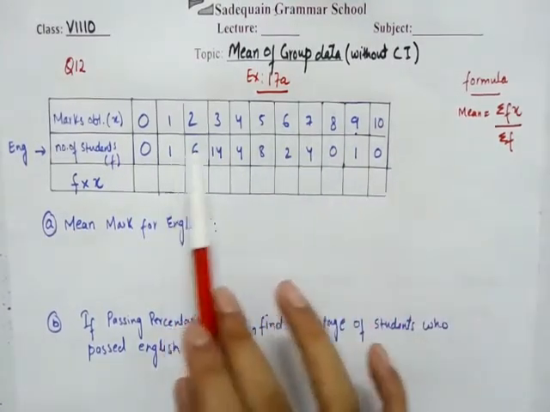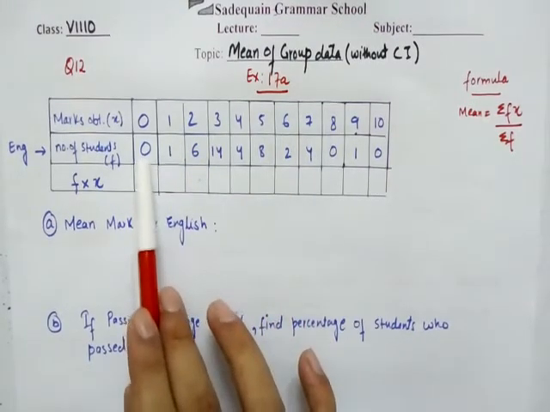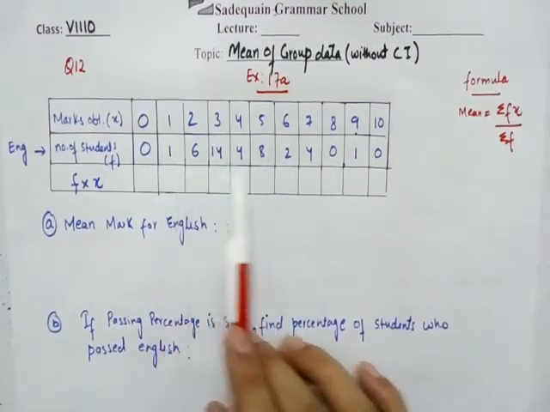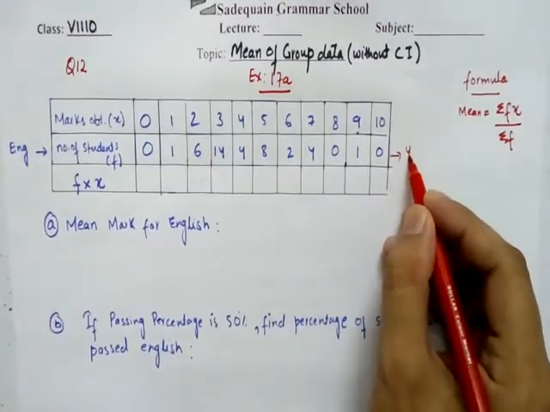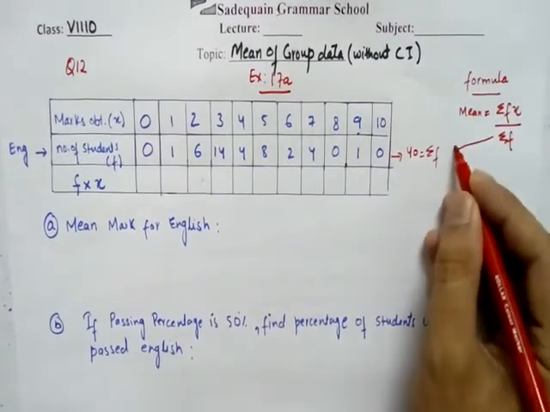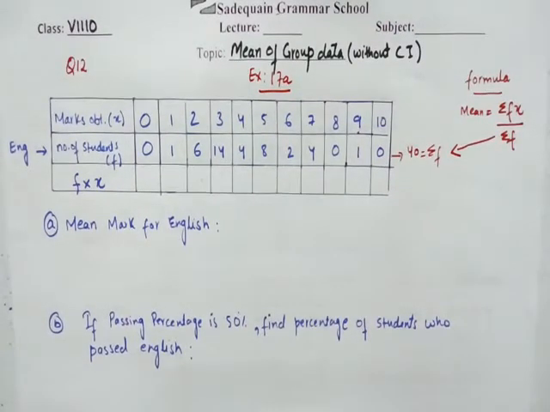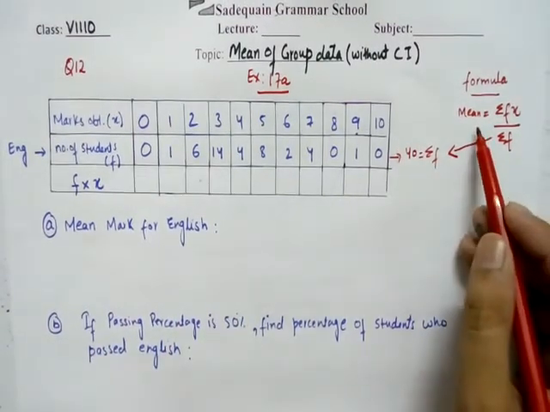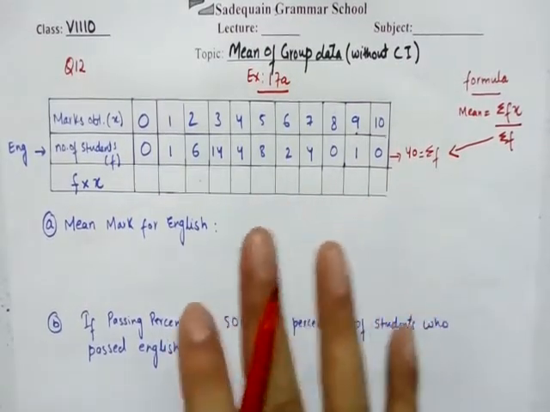In this manner we have taken the data of 40 students. If you add all these numbers, the number of students is also known as frequency, so these sum up to 40. They have mentioned there are a total of 40 students, so summation f, the sum of frequency or number of students, is 40. Now our target is to find the mean mark for English. The formula for mean is summation fx upon summation f. We have studied it earlier, but now it's grouped data without class interval.